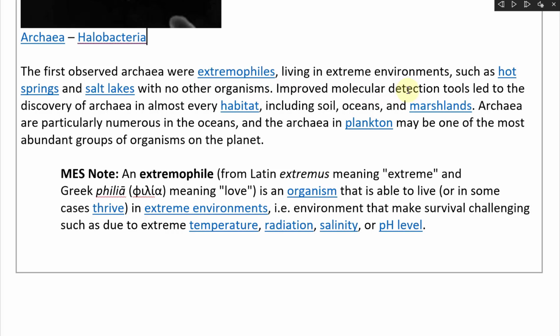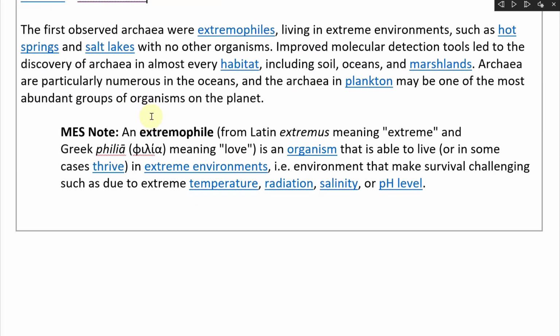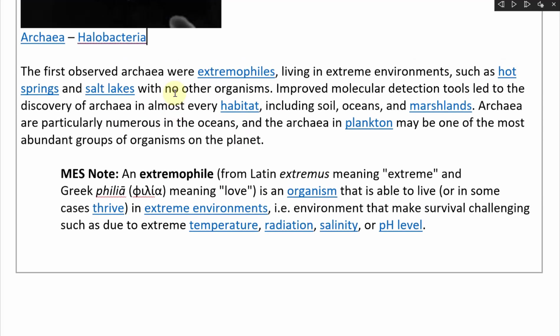Improved molecular detection tools led to the discovery of Archaea in almost every habitat, including soil, oceans, and marshlands. Archaea are particularly numerous in the oceans, and the Archaea in plankton may be one of the most abundant groups of organisms on the planet. So yes, these are small organisms that just happen to live everywhere, even in extreme conditions, in hot springs and salt lakes, etc.